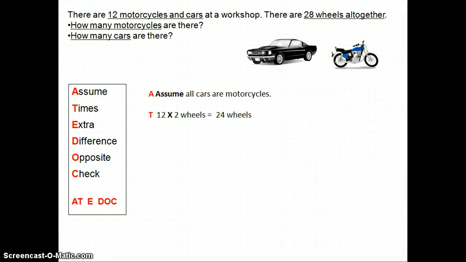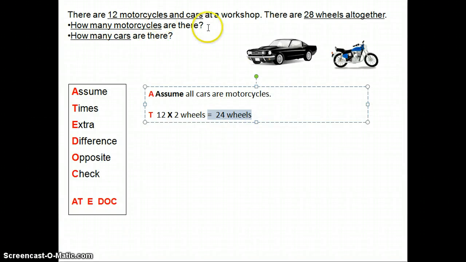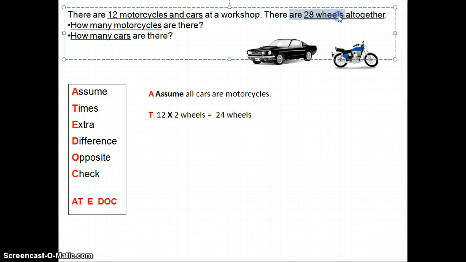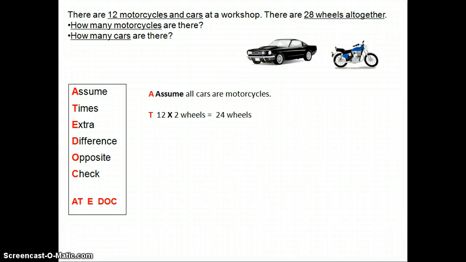But there's a problem. There are 24 wheels here, but by right, we are supposed to have 28 wheels. So what do we do? We find out how many extras we have. So how do we find out the extras? We take 28 wheels, which is the actual total, minus the 24 wheels, and we get 4 extra wheels. So these 4 extra wheels need to be put back so that we can get the 28 wheels. But before we put them back, we have some additional steps to do.